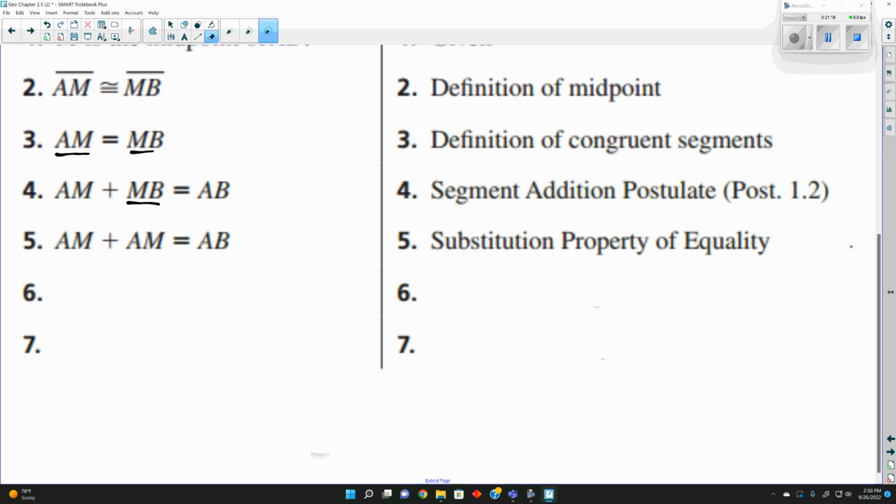Well, I have a feeling they probably put something a little different, but AM plus AM is 2 AM, yes? Let's see what they said. Distributive property.